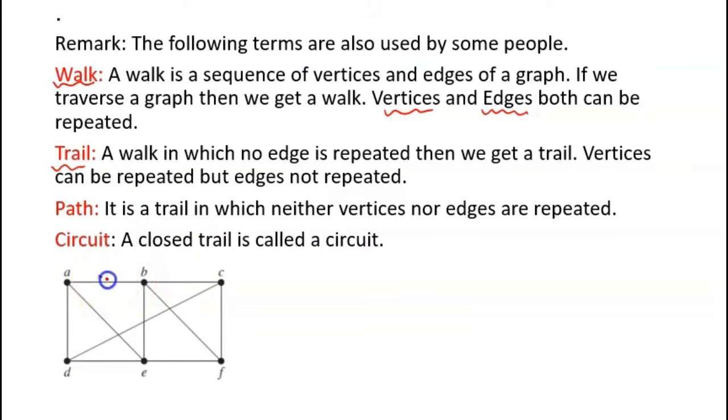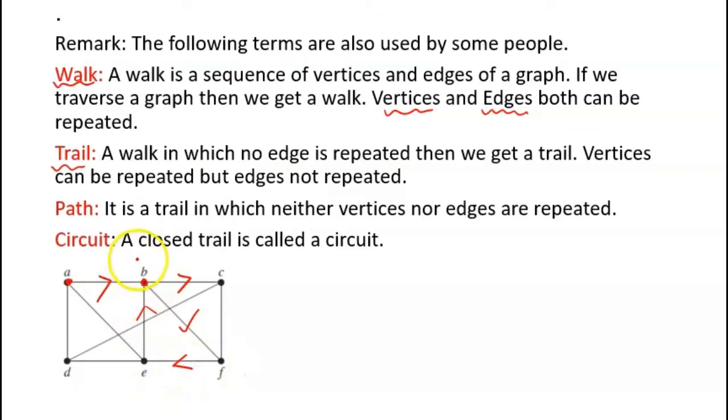So suppose I move from A to B, and then B to F, then F to E, then E to B, and then B to C. Did you notice one thing? I went from A to B, so the vertex B has already been covered. Then I moved to F, then E, and then B.